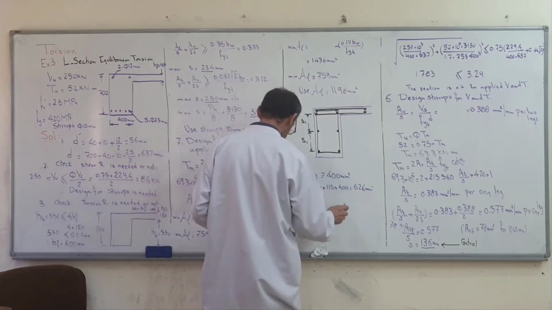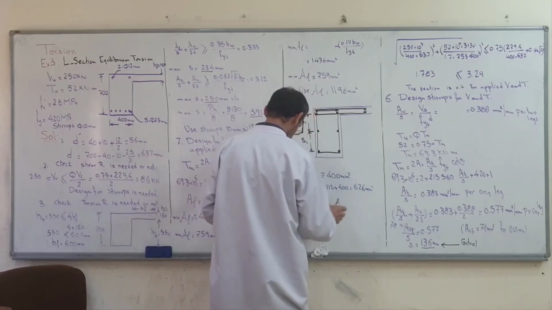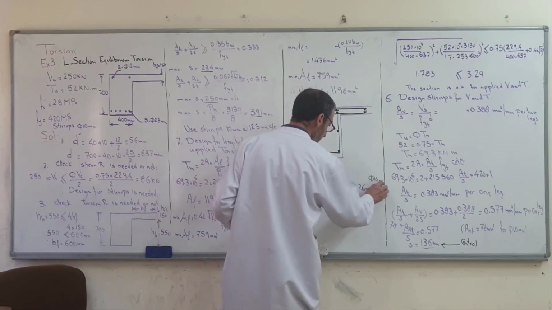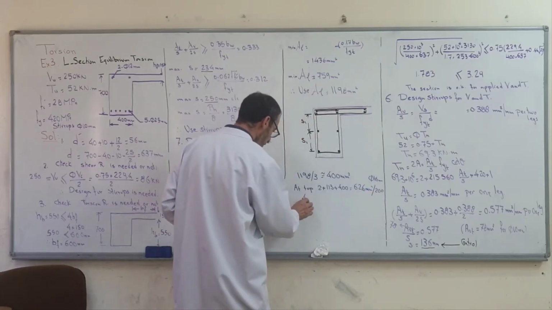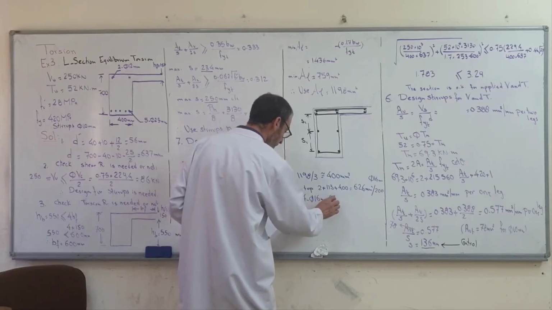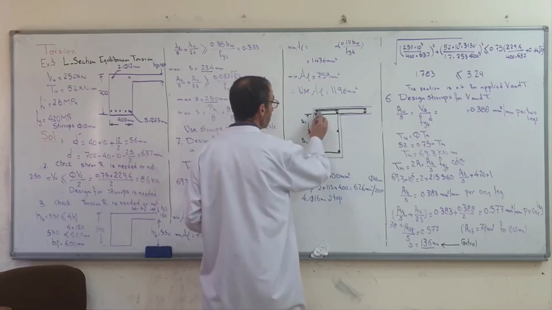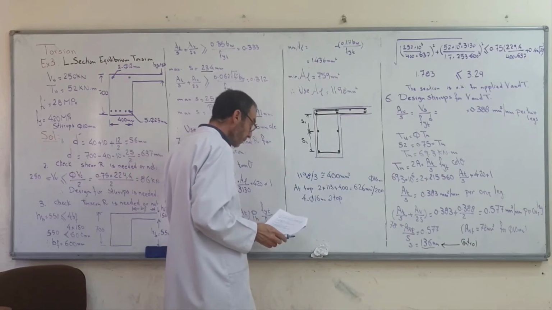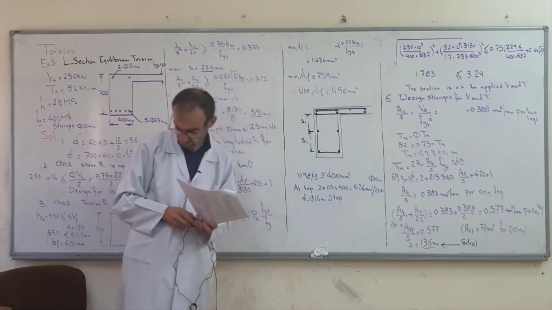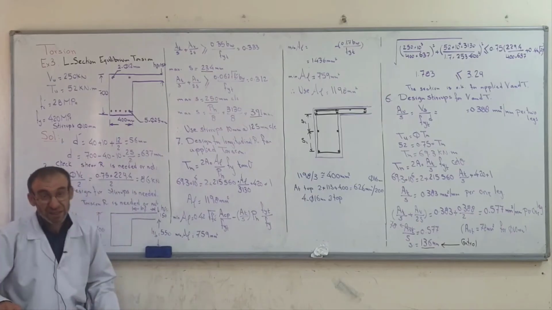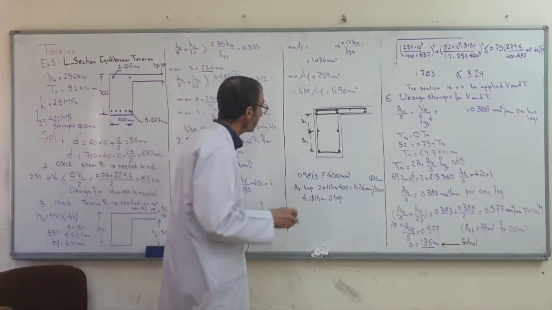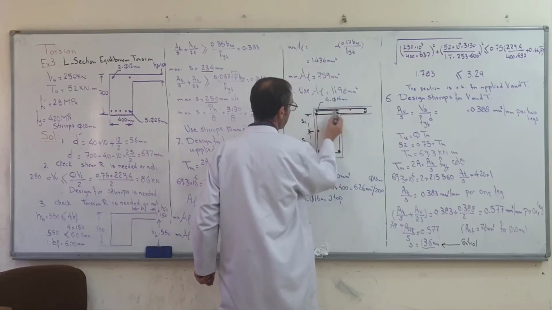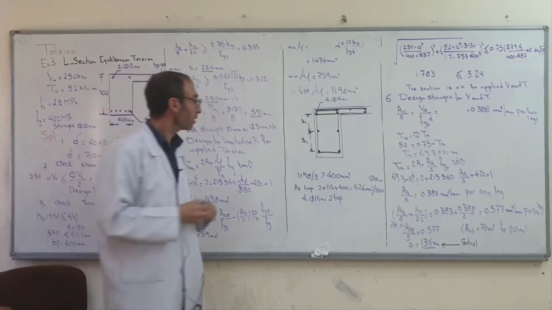And divided by, we use phi 12, we use phi 16 millimeters. 266 divided by 200 is equal to use 4 phi 16 millimeters at top. 1, 2, 3, 4. We use 4 phi 16 millimeters at top.